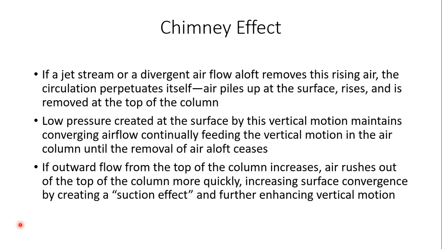Now, if you get a jet stream aloft over a surface low, some sort of divergent airflow, perhaps associated with positive vorticity advection, this is going to remove the rising air. The circulation then will perpetuate itself in a repetitive cycle. Air is going to pile up or accumulate at the surface. It's going to meet and converge, rise in the vertical, and then it's removed at the top of that air column. Low pressure created at the surface by this vertical motion maintains converging airflow continually, feeding the vertical motion in the air column until the removal of air aloft ceases.